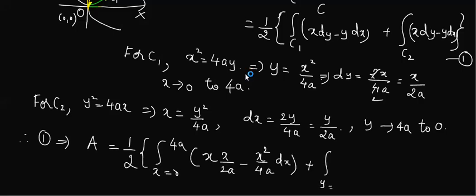Plus, for C2, let us take all these changes. y is varying from 4a to 0. What will you get now? Substitute the value. What is x? x is y square by 4a, times dy, keep it, minus y as it is. What is my dx? y by 2a dy.